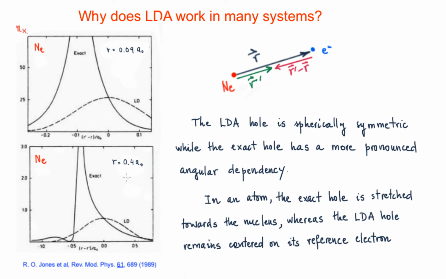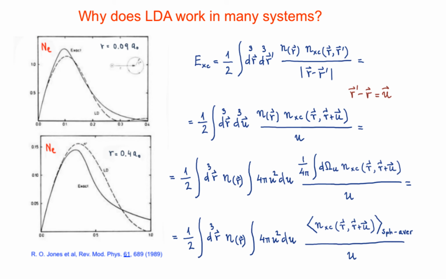Okay, so it's evident that the exact exchange hole and the LDA exchange hole are very different, and this is crucial in order to have the exchange energy. And exchange energy is a very important contribution to the energy. So being so different, why is the LDA working so well in so many systems? The key thing for that is the following.